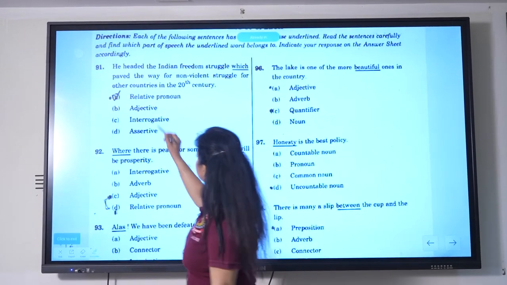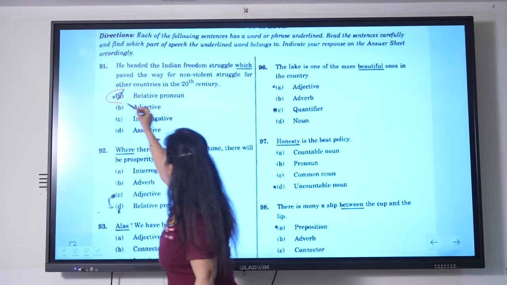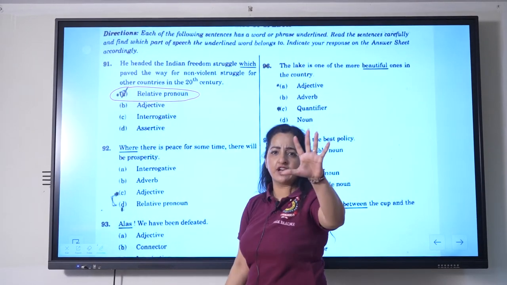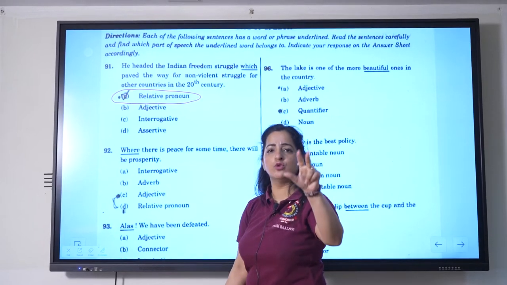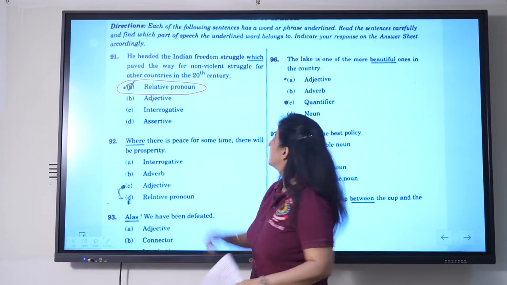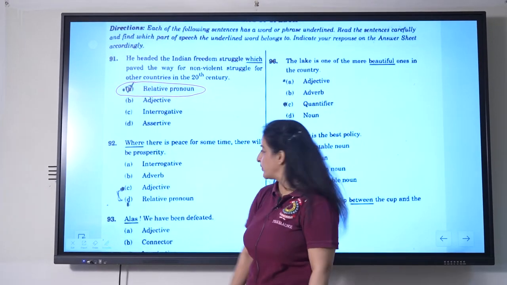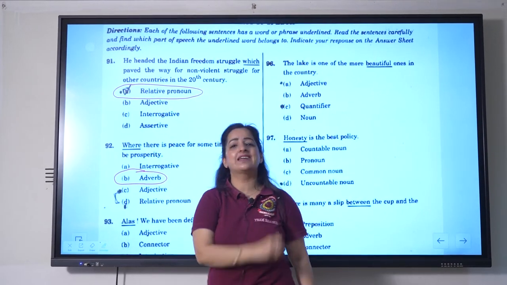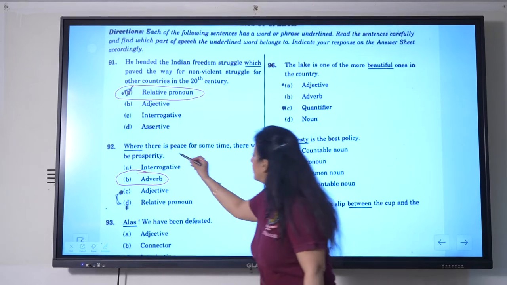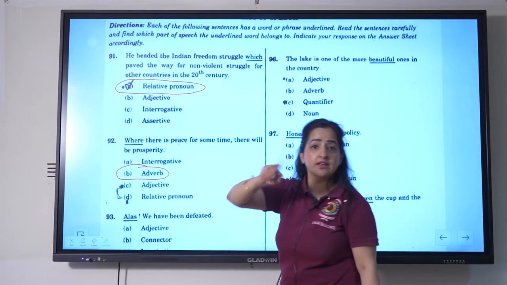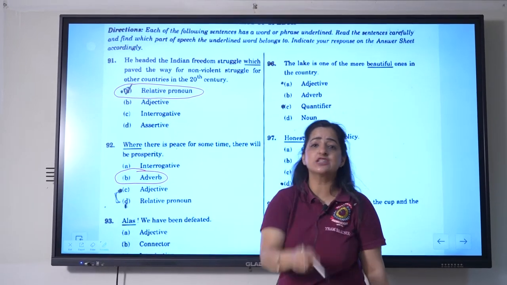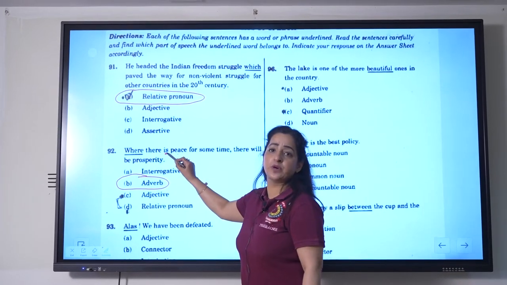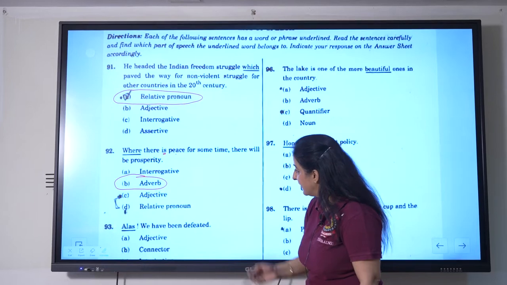Okay, which is underlined with question 91, answer is alpha. It is a relative pronoun. There are 5 relative pronouns: who, whom, whose, which, and that. So which underlined is a relative pronoun. Where there is peace, this is bravo. Where is an adverb, because it is telling the place of this verb. It's an adverb of place.